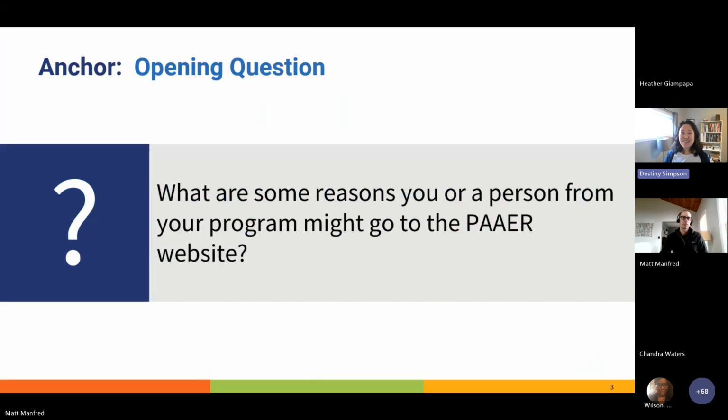So we're going to start off with our anchor, which is our opening question. What are some reasons you or a person from your program might go to the PAAER website? And we'll ask you to type that into the chat. So we'll give everyone a minute to type in the chat to just talk about what makes you go to the PAAER website. What are some reasons that have you do that?